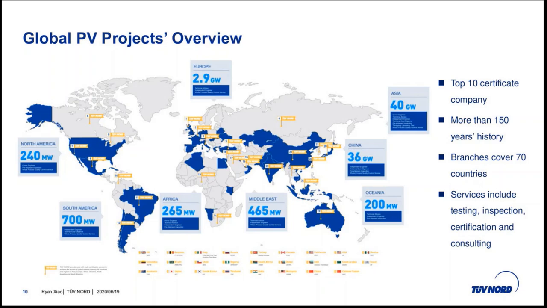From the map, you can see that we did a lot of projects in China, 36 gigawatts, and in Asia 40 gigawatts, because Asia is the largest installation region in the world. And in Europe and America, we have done several hundred megawatts.